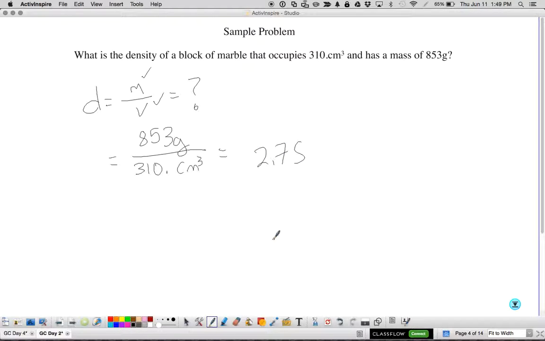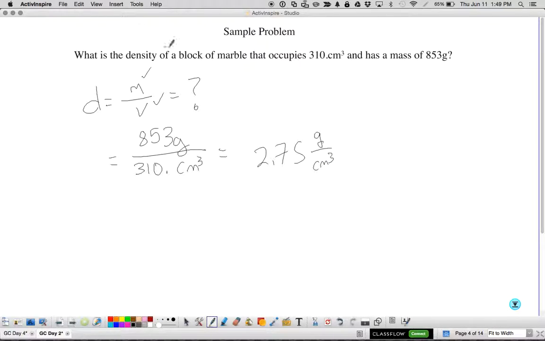Now, am I done? Well, no, I'm not done, because this number doesn't have any units. It's a naked number, okay? There is no nudity allowed at this school. You must put units. You must dress all of your numbers up with units. Grams per centimeter cubed. Okay?